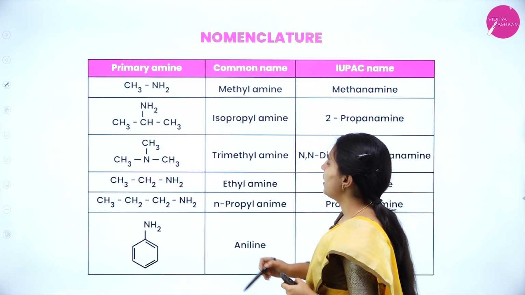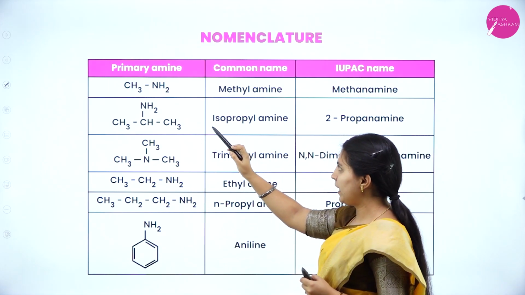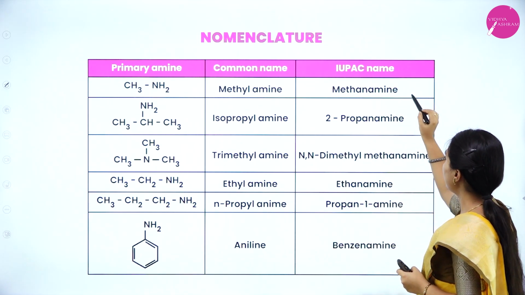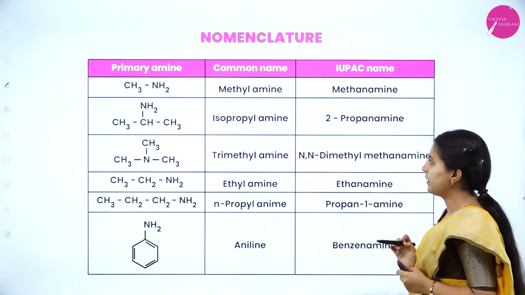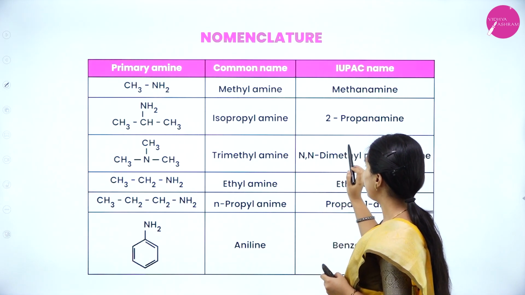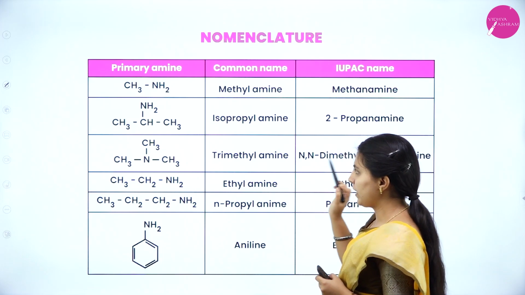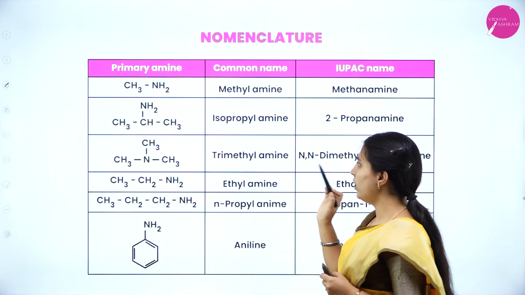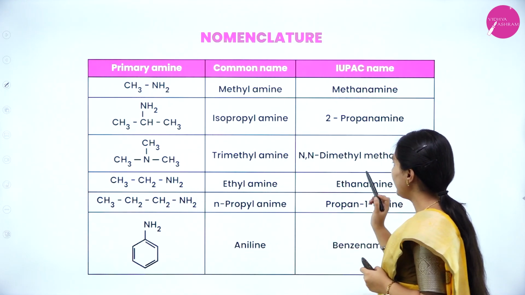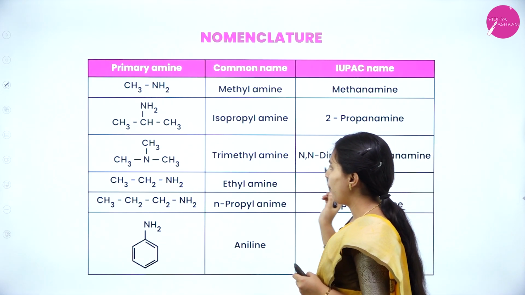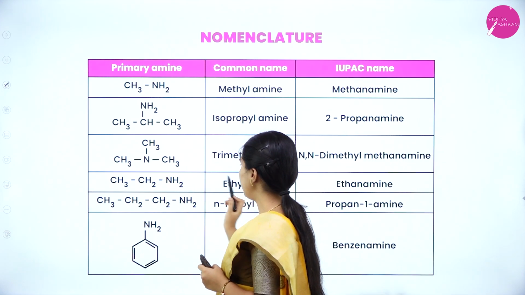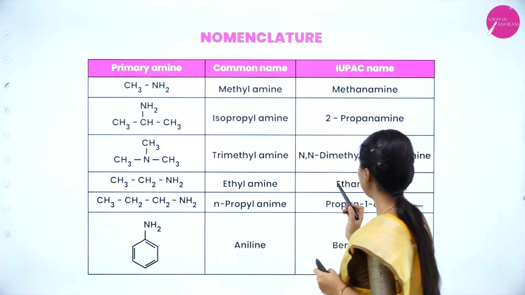See here, in CH3NH2, common name methyl amine, and in IUPAC methanamine because in methane E will be removed and amine will be attached. Here isopropyl amine because it has been branched, or else in IUPAC name 2-propanamine. For the second position amine has been attached but overall propane is there, so 2-propanamine. This is trimethyl amine. This one N, N dimethyl methanamine. When more than one is there, N, N dimethyl. Okay. This is ethyl amine, 2 carbon atoms, and this one ethanamine.